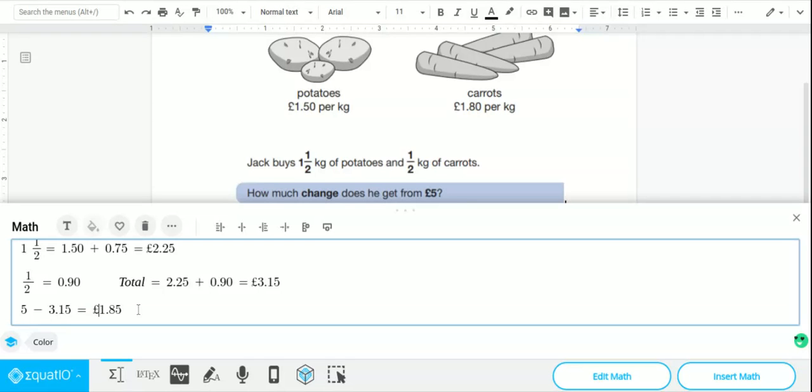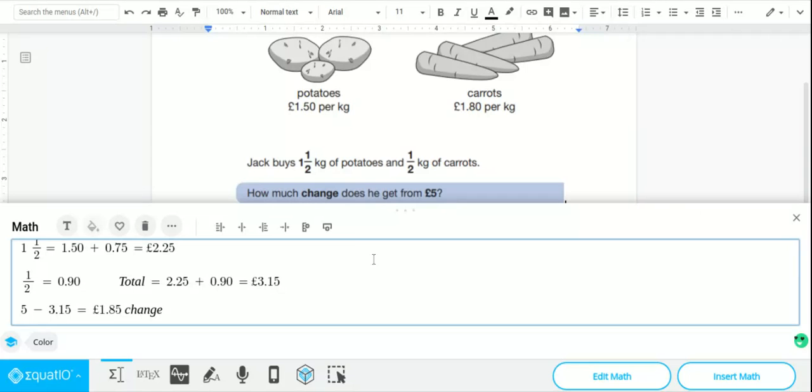Pretty straightforward, I believe. All we did was 1.5, so 1 whole and 1/2 of that, which is £1.50 plus 1/2 of that, 75p. Add them together, that's £2.25. We needed half a kilo of carrots, so 1/2 of that, which is 90p. We add them together, and that's how much he spent: £3.15. Now they want change. So how much change does he get from £5? He gives £5, he spent £3.15, and he gets £1.85 change. That is your answer. Maybe you've got a different way that you do it, but this is the way I do it. I do one whole and a half of that, and I do half of that and just add them together, and then take away from £5.